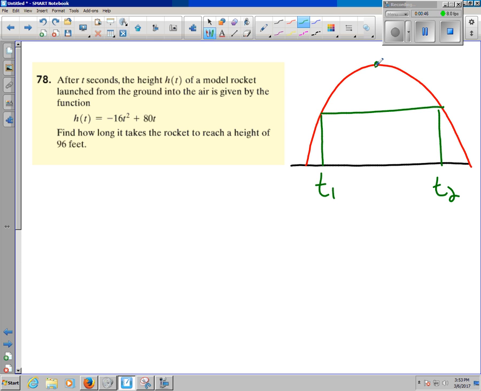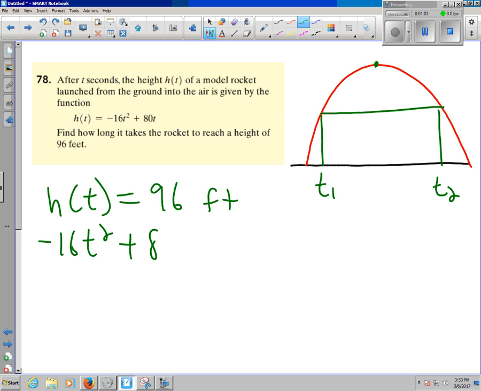Now, in this particular problem, it wants us to find out how long it takes the rocket to reach a height of 96 feet. Well, we have a formula for height, so we want h of t to equal 96 feet. But what's h of t equal to? It's negative 16t squared plus 80t. We want that to equal 96 feet, right?